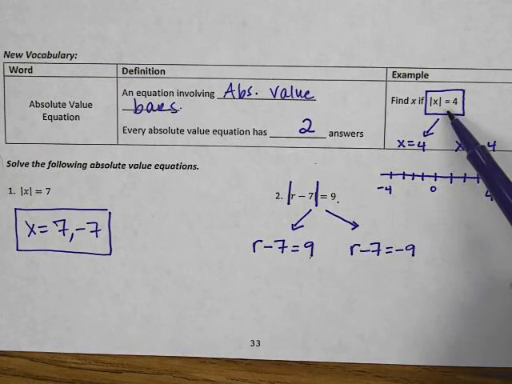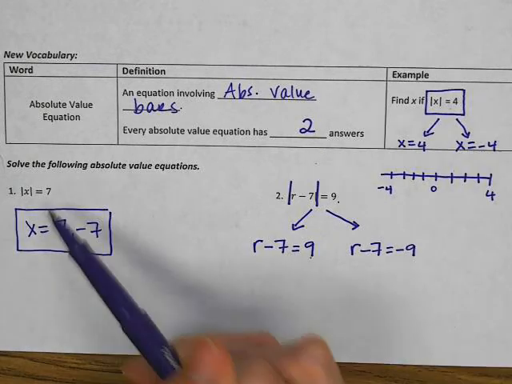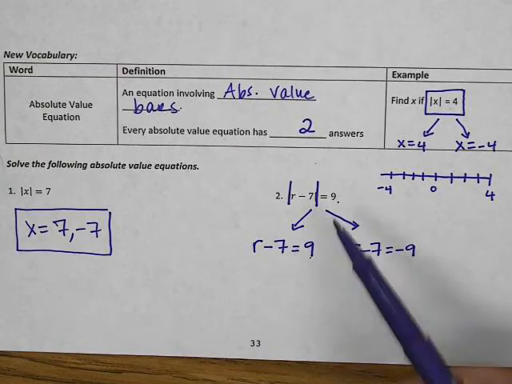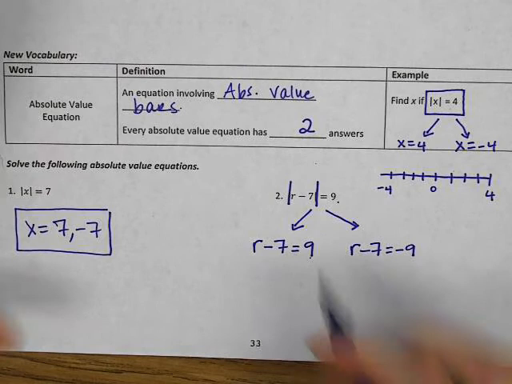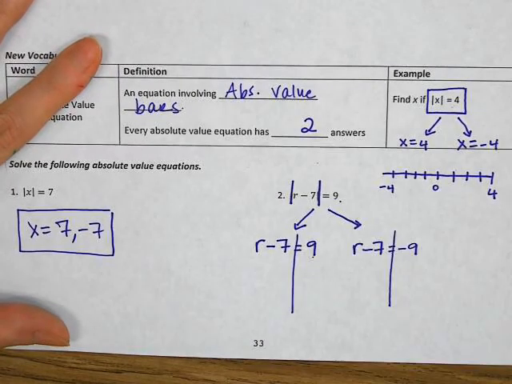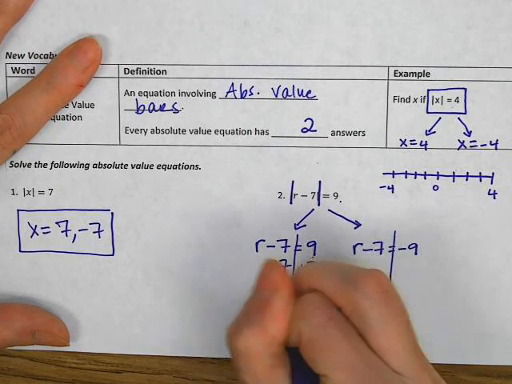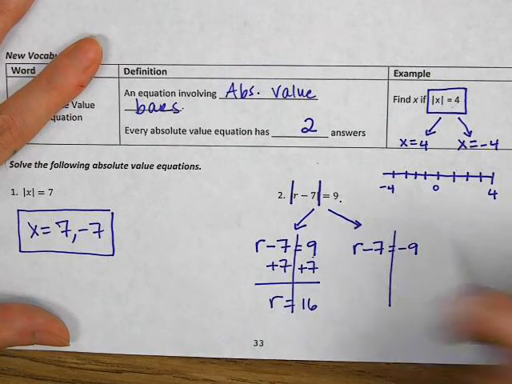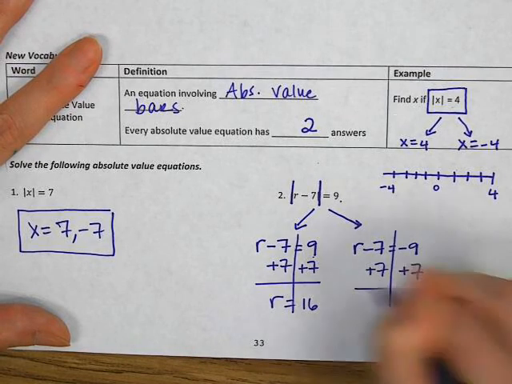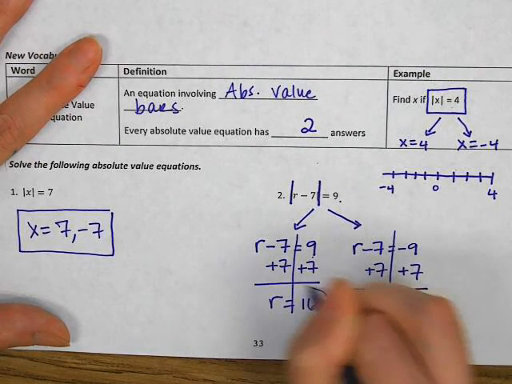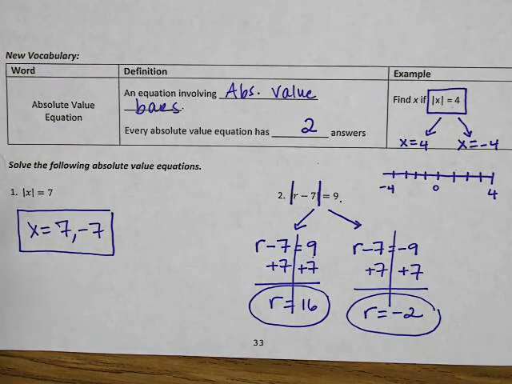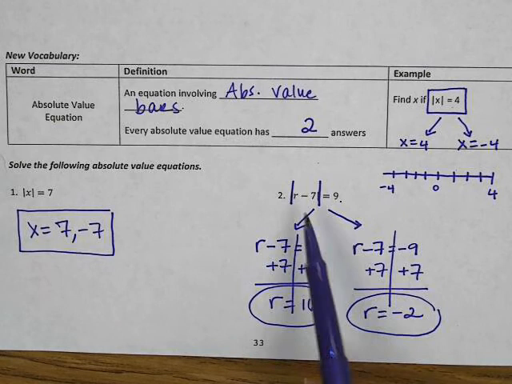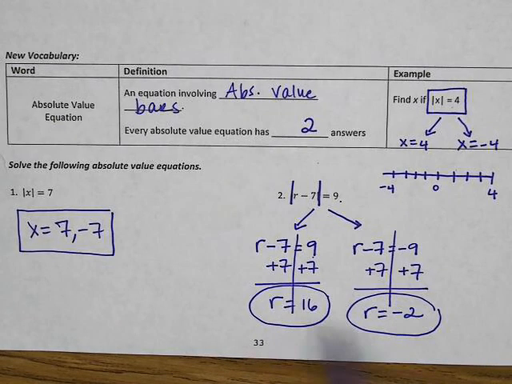I mean, that's pretty much what we did here. 4 and -4. This one was 7 and -7. This one we got to do 9 and negative 9. And now this one you actually have to solve. So we're going to draw our bar. We're going to add 7 to get r equals 16. And we're going to add 7 to get r equals negative 2. So here's your two answers, 16 and negative 2. So when there's no other number inside, it's just the positive and negative version of this number. When there is a number on the inside, you actually are going to get two different answers.